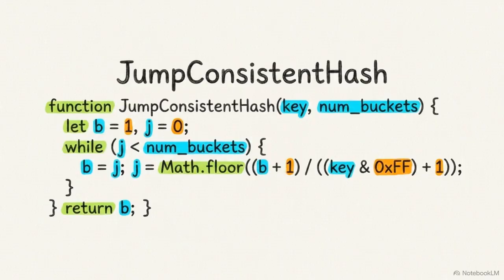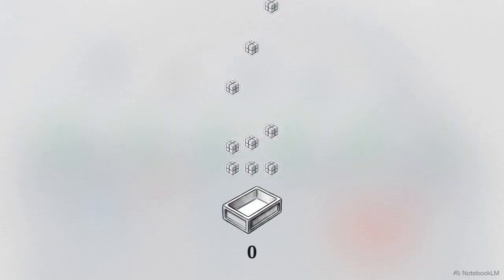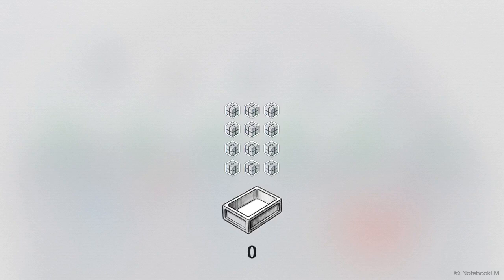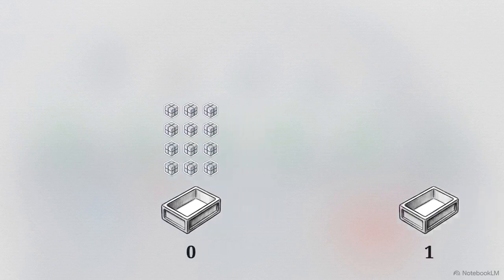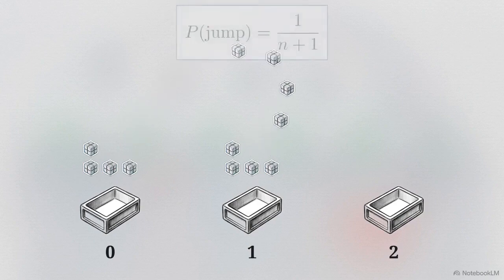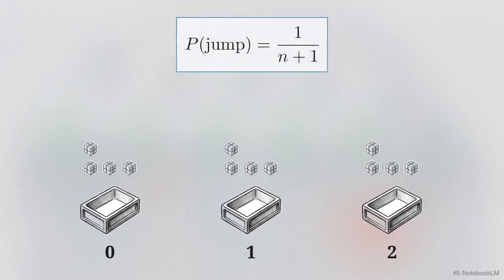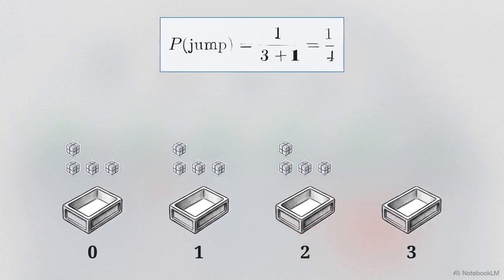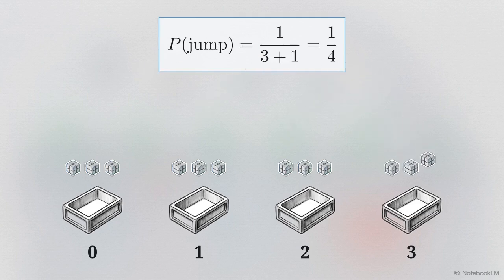Written in roughly 5 lines of code, the algorithm discards the circular ring architecture completely. It starts with a basic mathematical absolute. If a system only has one bucket, the hash function for any given key always maps to bucket 0. If the system expands to 2 buckets, half the keys must stay at bucket 0 and half the keys must jump to bucket 1 to maintain balance. The algorithm generalizes this property. When moving from n to n+1 buckets, any given key has exactly a 1 over n+1 chance of jumping to the new bucket.